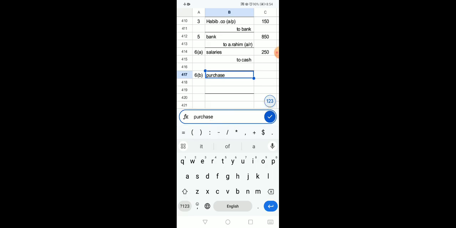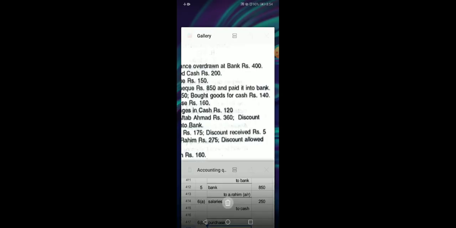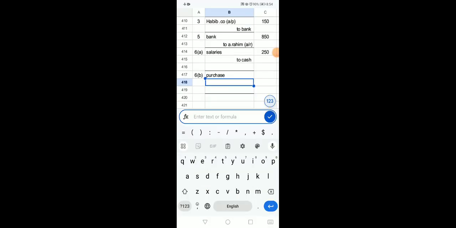You can erase it. So you have bought goods, that is why you have written purchase over here. Buying goods means you are paying cash. Cash is going out, which means your cash in hand is decreasing, so your asset is decreasing. A decrease in asset should be mentioned on the credit side. That is why you will mention cash on the credit side, because your cash is decreasing as an asset.